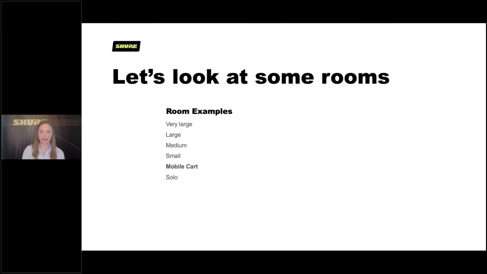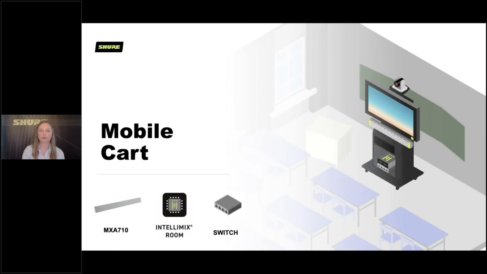So let's look at a mobile application, right? So maybe you can't dedicate resources to each room. Maybe you want to go with more of a portable type approach. In this example, we have a cart which is outfitted with a monitor, a camera. We've also placed an MXA 710 on that cart. Now there's already a soft codec attached to this cart. So we're going to install Intellimix Room, and that will run seamlessly in the background on that Room PC.